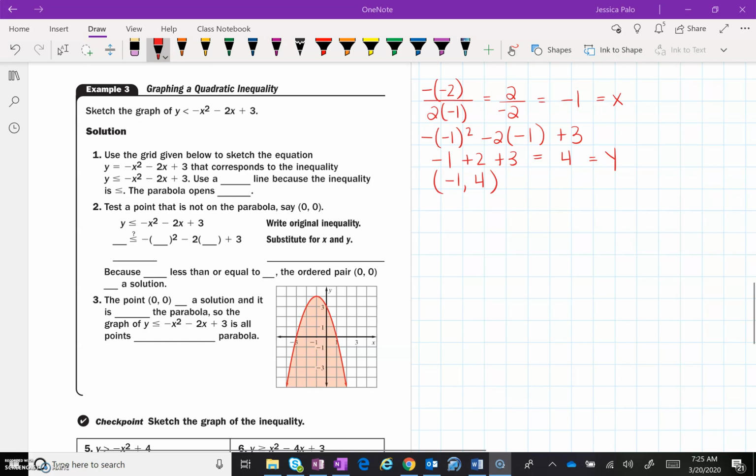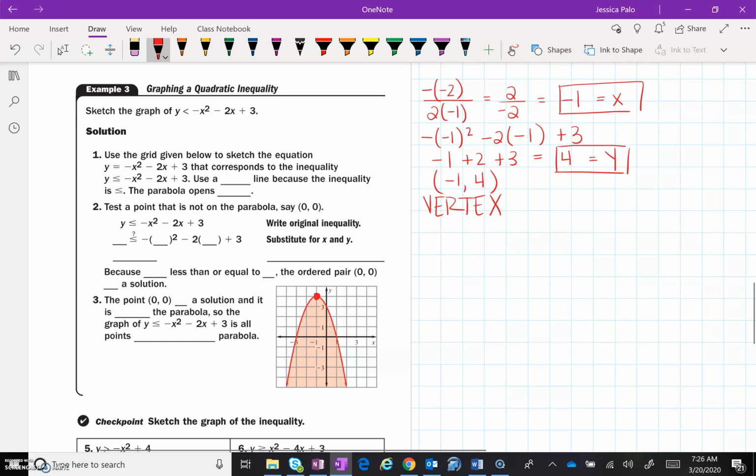Example 3, let's graph a quadratic inequality, where we'll have to shade the inside of the parabola. So I already did the vertex for you right here, using the formula for the vertex, negative b over 2a. I found the value of x, which was negative 1, plugged that negative 1 back into the original equation, and found the value of y, which was 4. That gives you the coordinate for our vertex as negative 1, 4. So that is right up here, negative 1, 4.